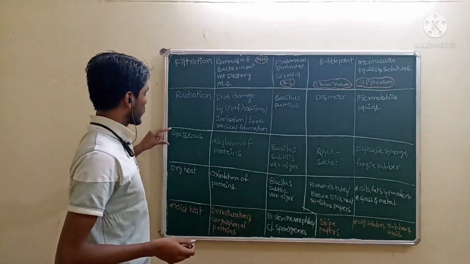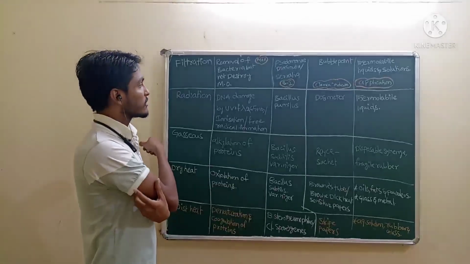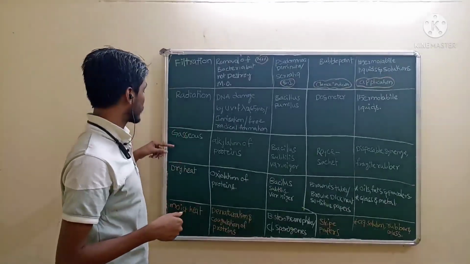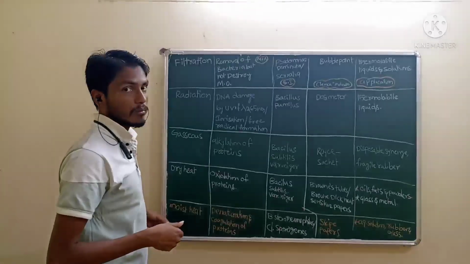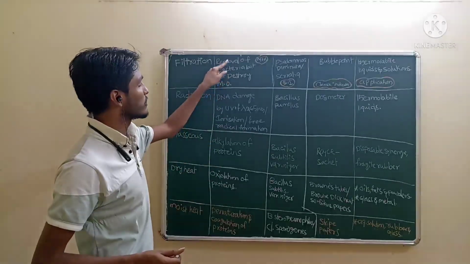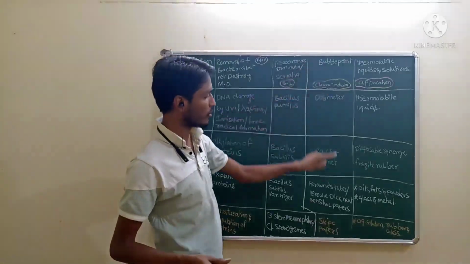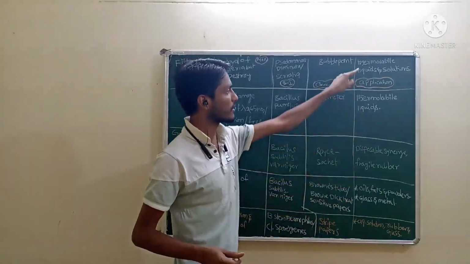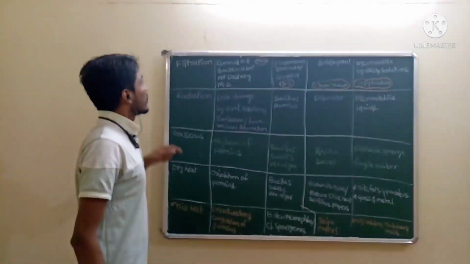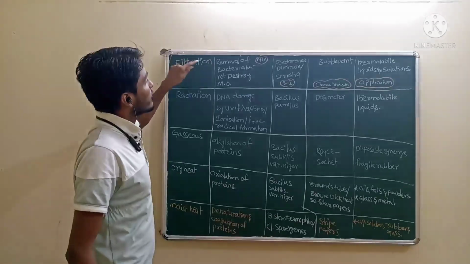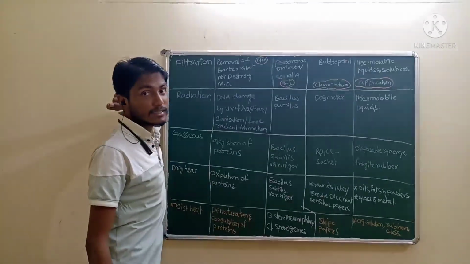Next, what are the different methods used for sterilization? Filtration, radiation, gaseous sterilization, dry heat sterilization, and moist heat sterilization. For each we will cover the mechanism of action, the biological indicators, the chemical indicators, and the application part. So filtration: what we are doing is just removal of bacteria, but not destruction.